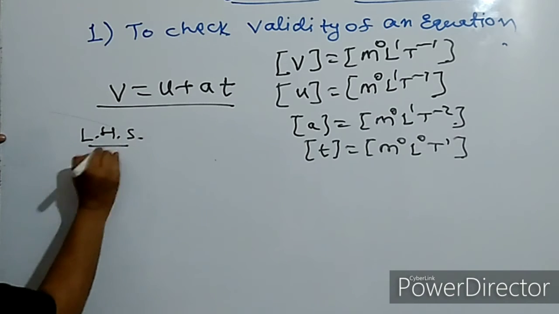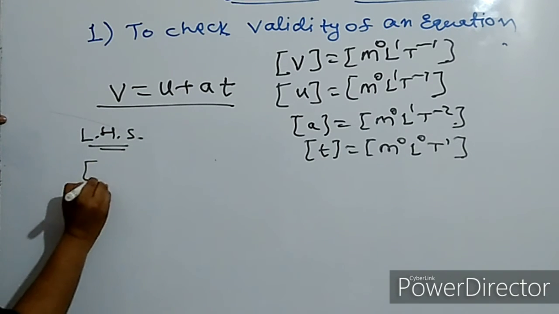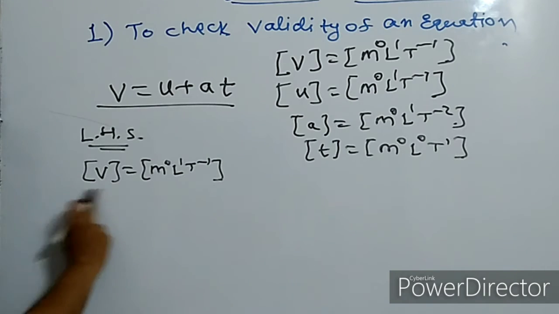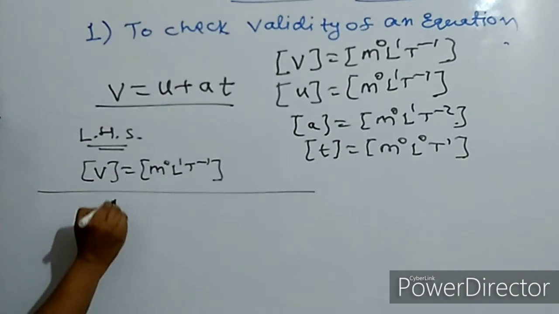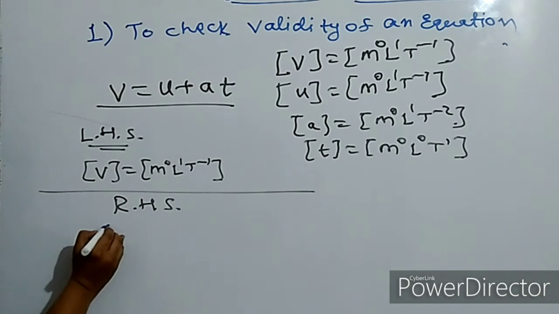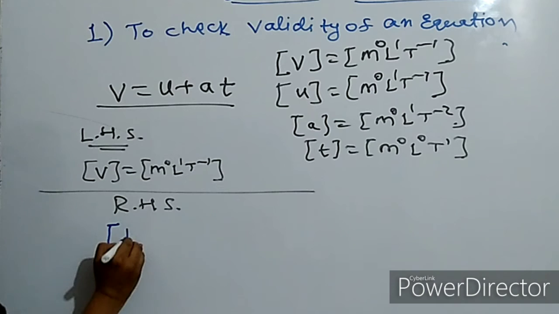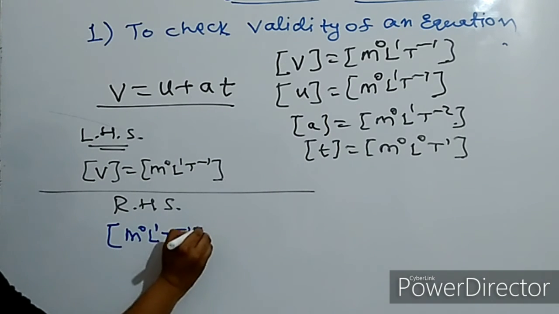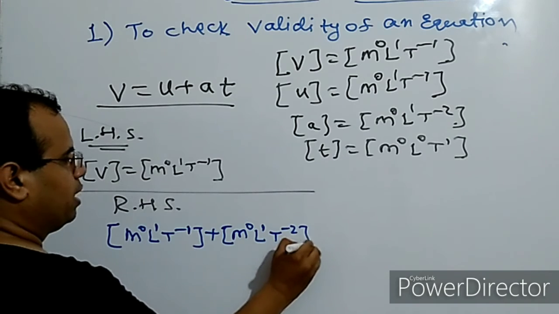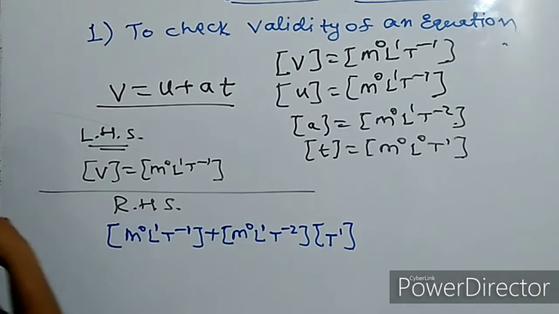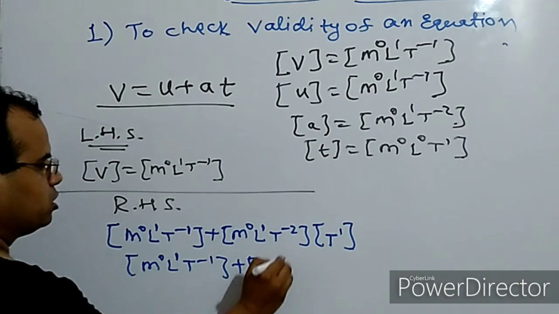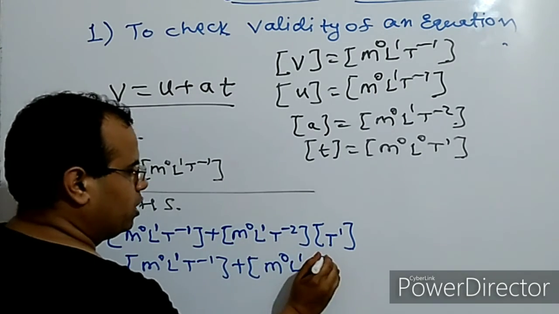Now the left hand side of the equation, LHS, dimension of V gives you m0 l1 t to the power minus 1. Okay, this is the left hand side. Now let us do it for RHS, right hand side of the equation. Now you have U, which is the initial velocity, with the dimension m0 l1 t to the power minus 1, plus acceleration with the dimension m0 l1 t to the power minus 2 multiplied by t to the power 1. Now if you solve it further, you will get m0 l1 t to the power minus 1 plus m0 l1 t to the power minus 2 plus 1, which gives you minus 1.